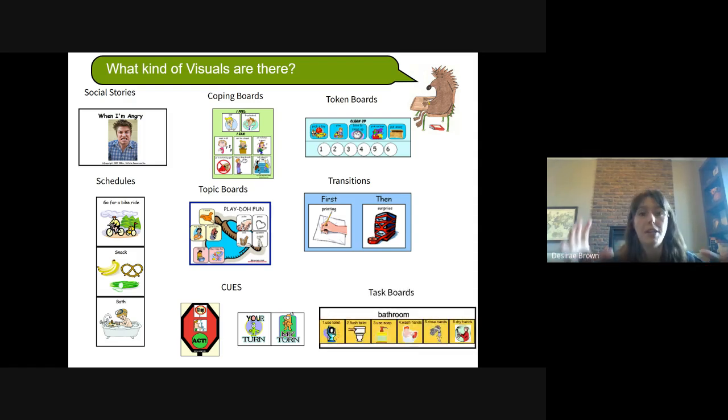So again, taking a bigger task and breaking it down into each little step. So the bathroom: first we use the toilet, then we flush, then we use soap, we wash our hands, then we rinse them off, then we dry our hands. So going through each step of them. Most of these have to do with helping them with their understanding, with the exception of the topic boards that help them to communicate and say what they would like.